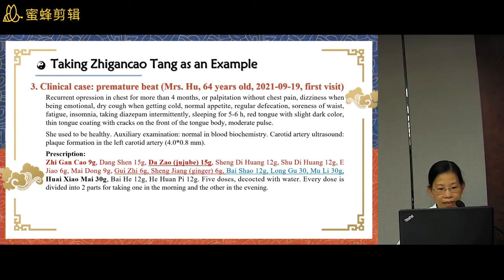She brought her physical examination report showing that it was normal in blood biochemistry. However, carotid artery ultrasound showed plaque formation in the left carotid artery, with an area of 4 mm multiplied by 0.8 mm. Based on the patient's self-report about chest oppression accompanied by palpitation, I thought of the clause, even though there was no obvious intermittent pulse, so I prescribed modified 炙甘草汤.